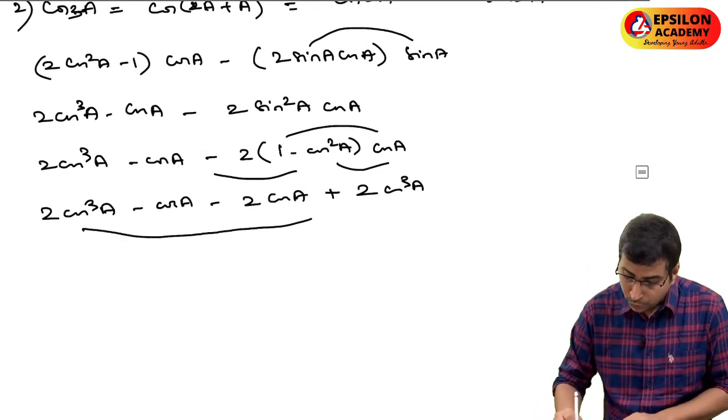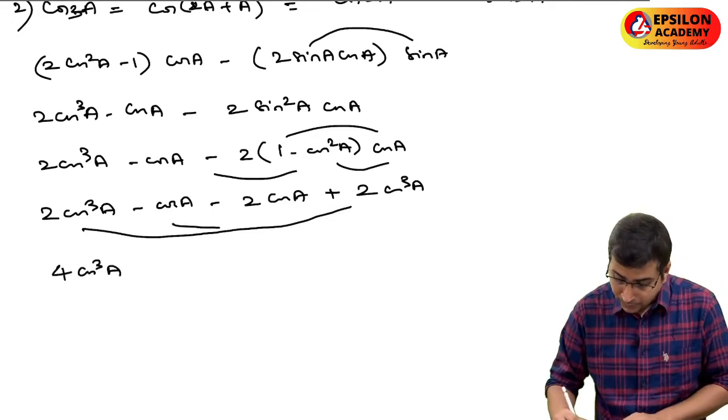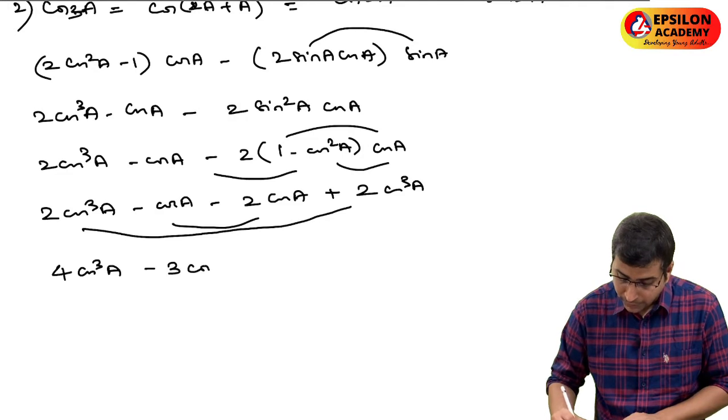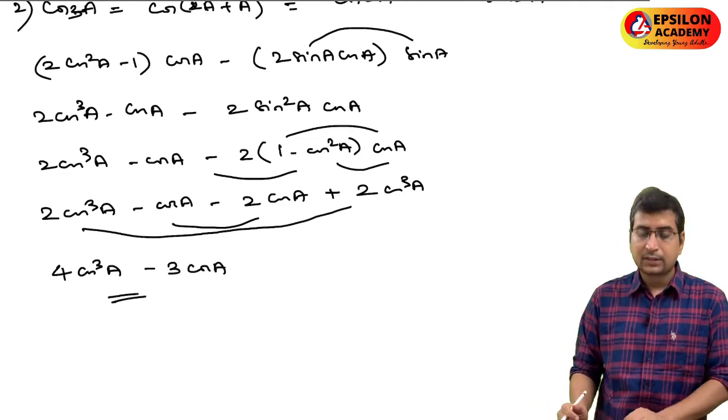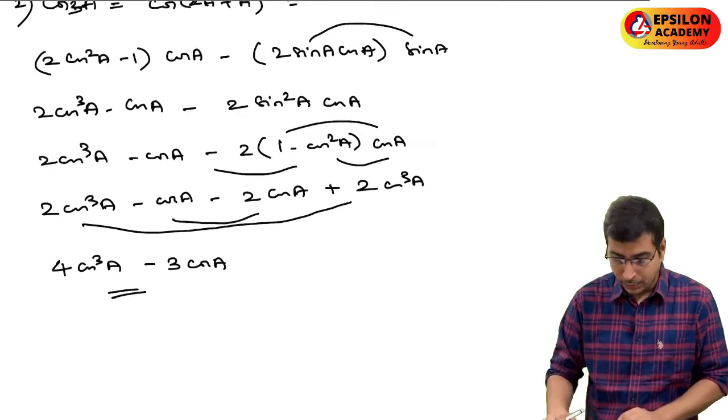So 2 cos cube a plus 2 cos cube a will give us 4 cos cube a, minus cos a minus 2 cos a will give us minus 3 times cos a. Hence the formula for cos 3a is 4 cos cube a minus 3 cos a.